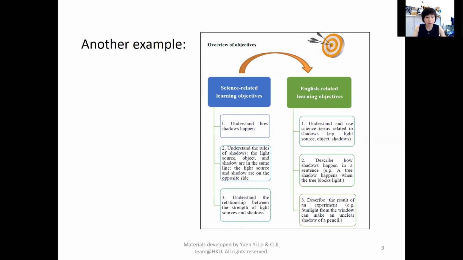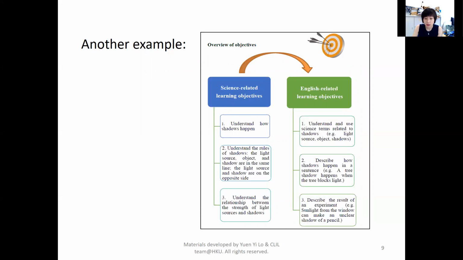If the 4 sets of objectives are too complicated, teachers could start with 2 sets: content and language-related objectives. Here is an example. This unit was designed for grade 2 students learning science through English, and is about shadow. For the science-related objectives, students will understand how shadows happen, understand the rules of shadows, and understand the relationship between the strength of light sources and shadows.